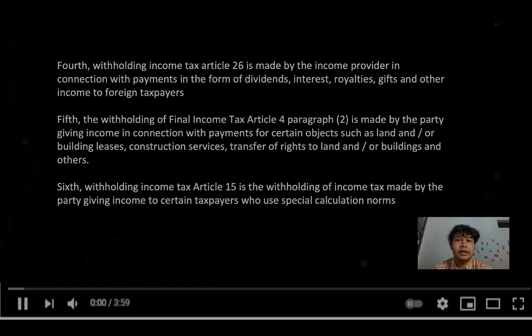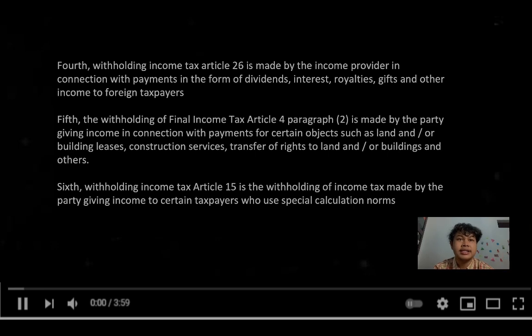Taxpayers, both individuals and bodies, are appointed to withhold Article 26 income tax or in accordance with the provisions of the tax treaty. Fifth, the withholding of final income tax Article 4, paragraph 2 is made by the party giving income in connection with payments for certain objects such as land and or building leases, construction services, transfer of rights to land and or buildings, and others.